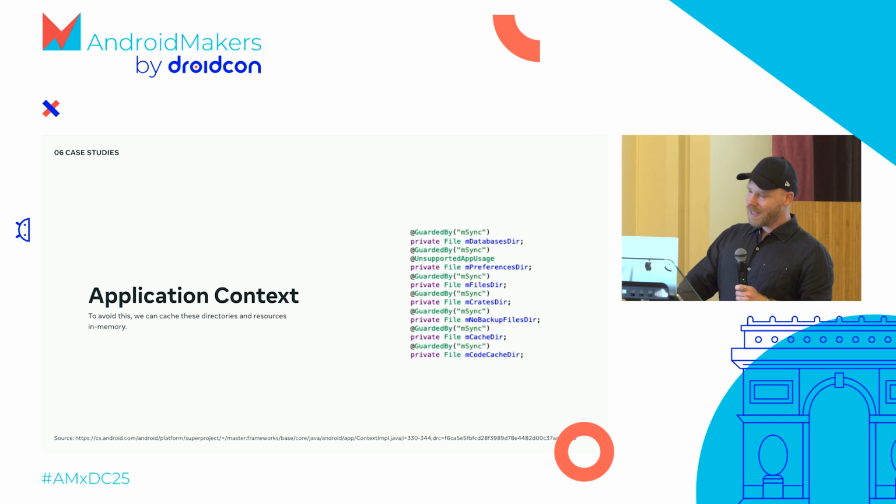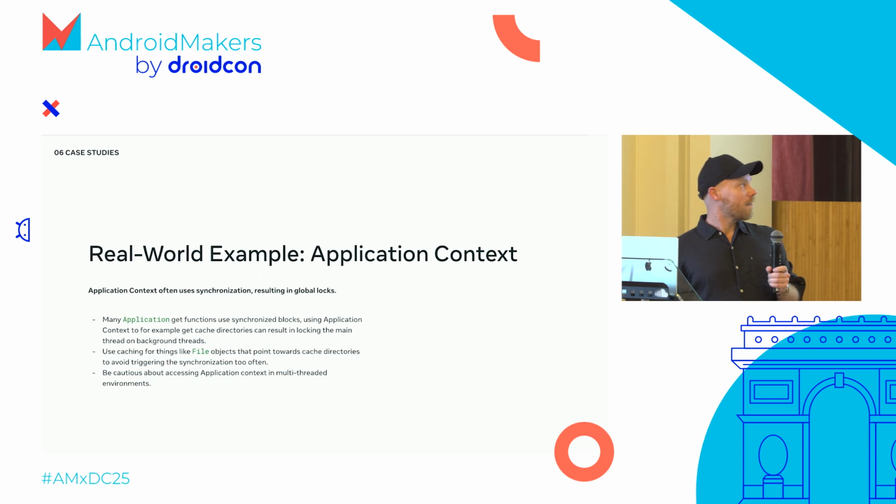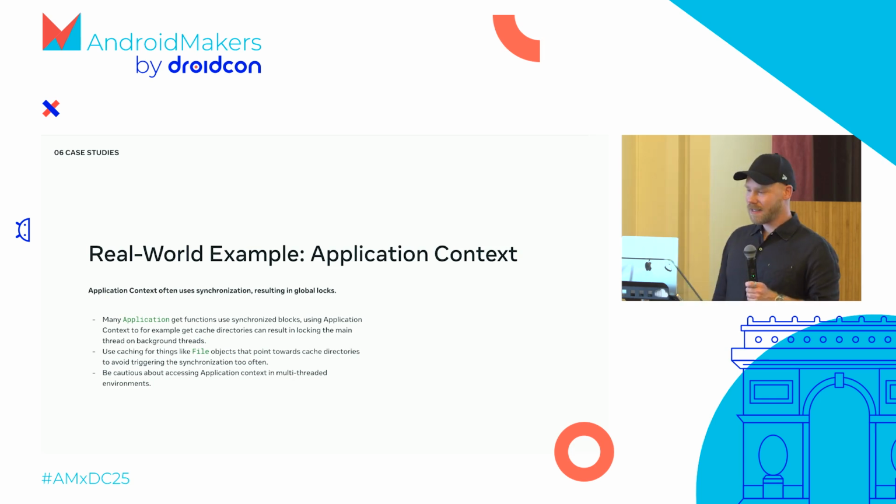So it makes sense to be a bit cautious about accessing things. I think that's a general statement in multi-threaded environments. But even things that feel safe can still not be that safe in some cases. So, for example, in this application context scenario, if you're using it in a lot of places, it might make sense to have a caching layer for things like the file objects that point toward the cache directories or other pieces, to avoid triggering this synchronization cycle too many times.